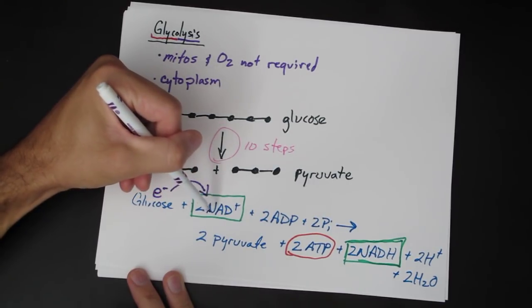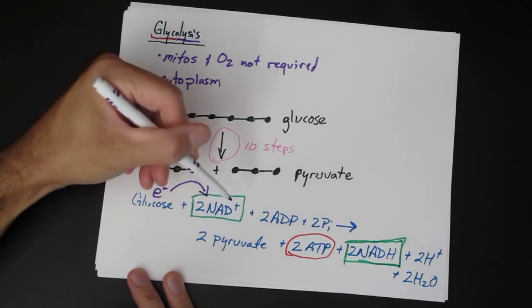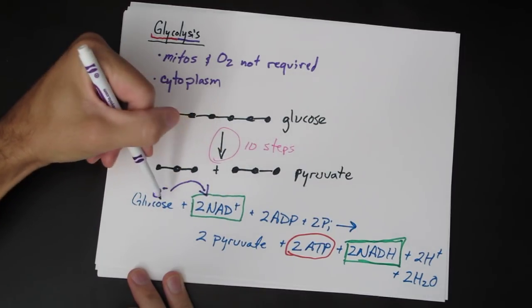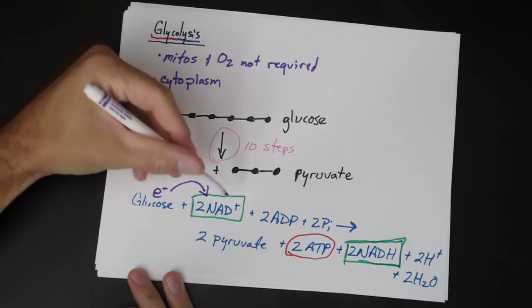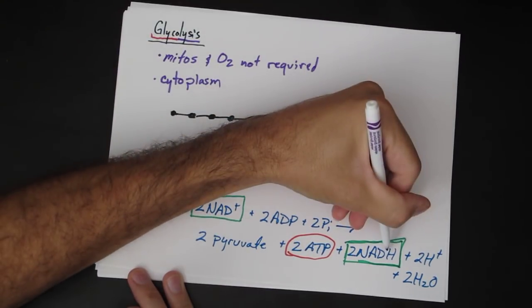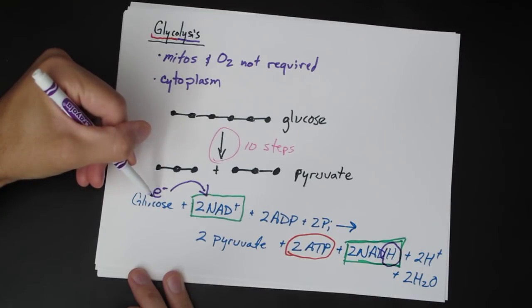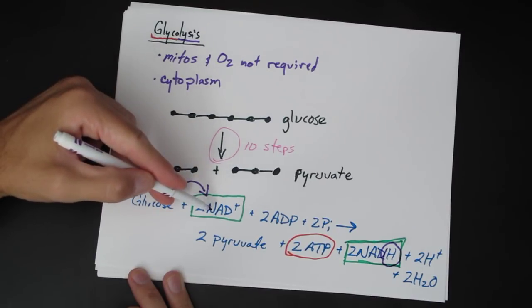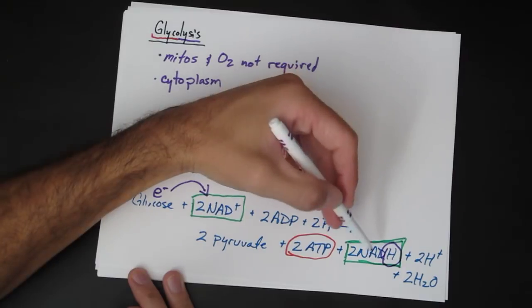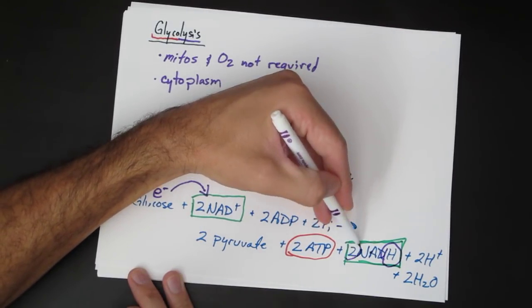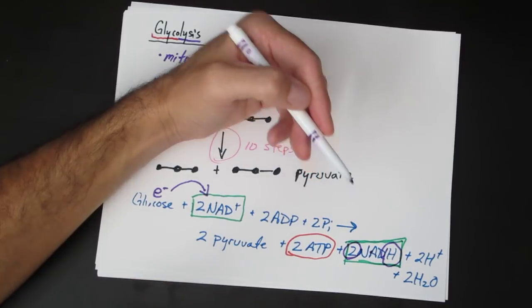You'll notice that NAD has a positive charge here, meaning that it has an extra proton, all right? When I add an electron to a proton, I get a hydrogen, okay? So what I'm doing is I'm taking an electron off of glucose, adding it to NAD+, and that gives me NADH, all right? And my yield here is 2 NADH.